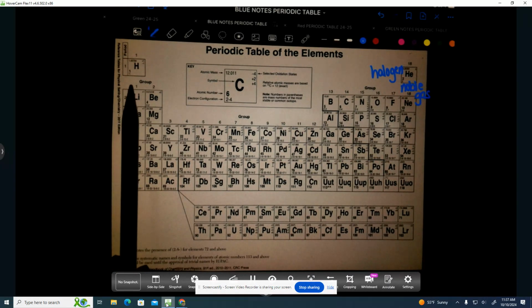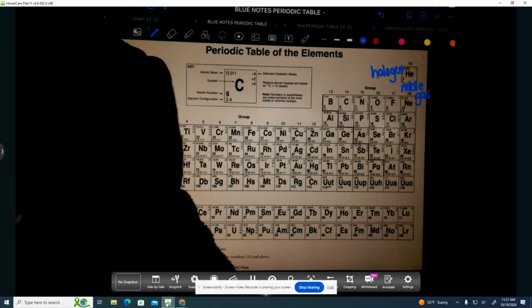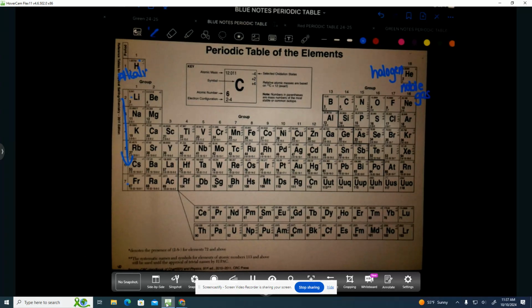If we look at group 1, the alkali metals, what happens to the metallic character, how metallic it is, as I go from top to bottom? Does it get more metallic or less metallic? More metallic. So my most active metal is this guy down here, francium. He's very, very reactive because he's going to lose that last electron off of his 7th ring very easily.